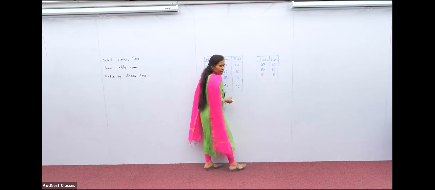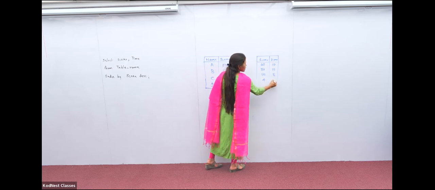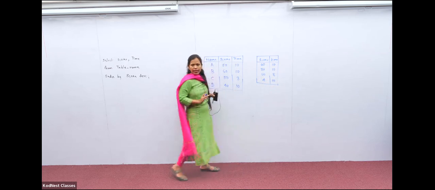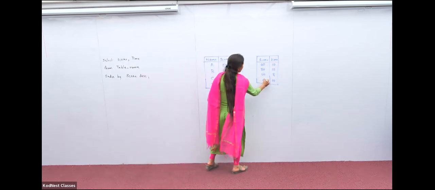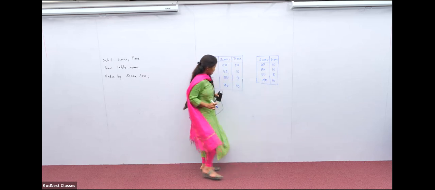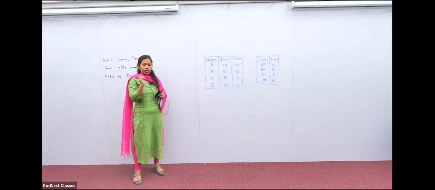In 8 minutes, they have scored. Next, score happens to be 40 and score happens to be 10. Like this, it will be displayed. Sorry, okay. 40 and 10. Yes. Now the question is like this.